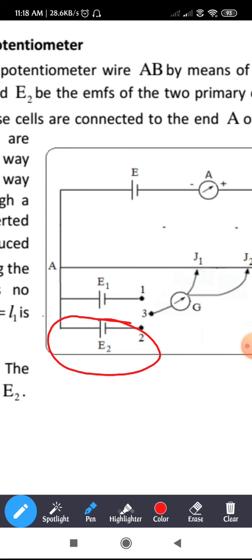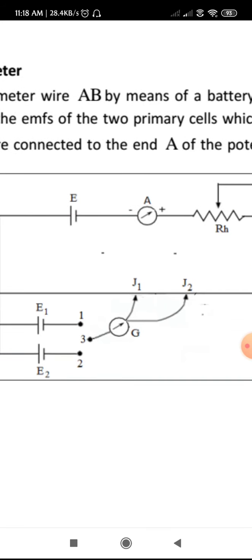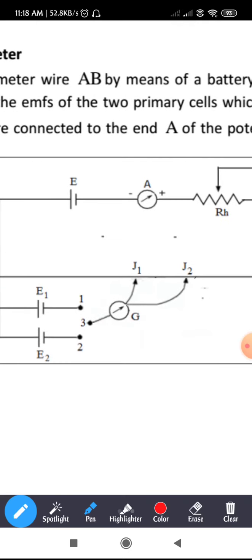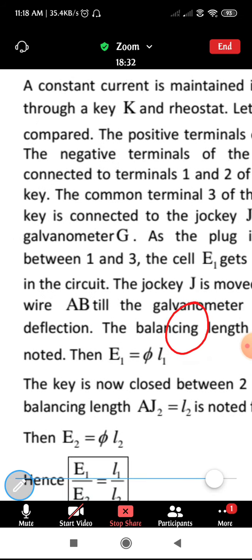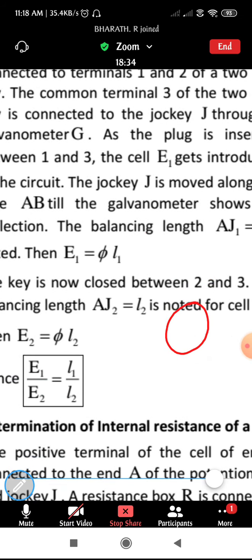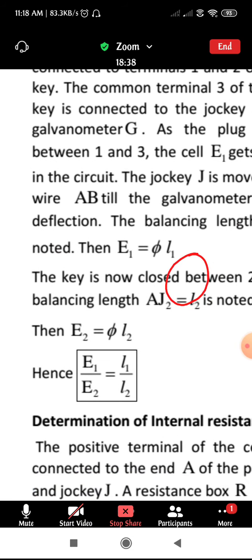So next what I'm going to do, again I'm going to take a jockey and slide it. So let us say that at J2, at this point, you can see the figure J2, right? At this point, let us say that the galvanometer reads zero deflection. Where the galvanometer reads zero deflection, that reading I am going to note down. That can be expressed as AJ2 is equal to L2, or we can write that as E2 is equal to 5L2.